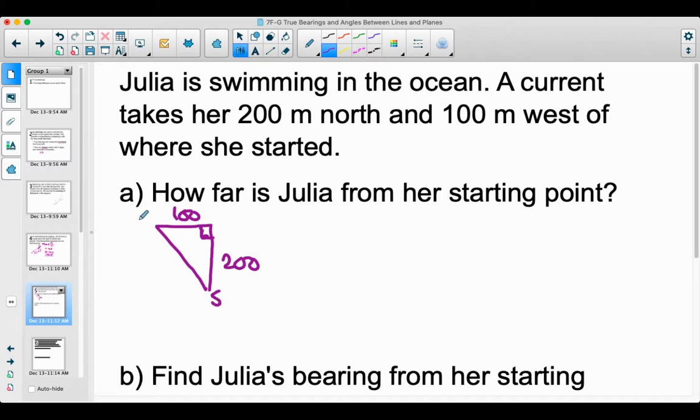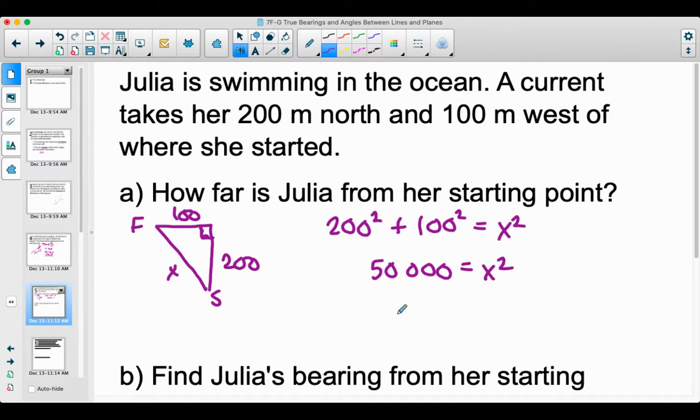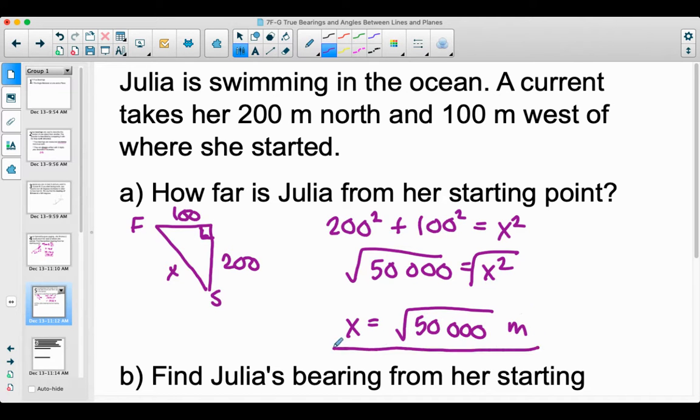So isn't this where she starts and finishes? So this is what we are finding. This is a right triangle, which means we can use the Pythagorean theorem. So you have 200 squared plus 100 squared is equal to x squared. When you add those two together, you get 50,000 is equal to x squared. And then you have to square root both sides. And so she is the square root of 50,000 meters away from where she started. There is our answer for that question.